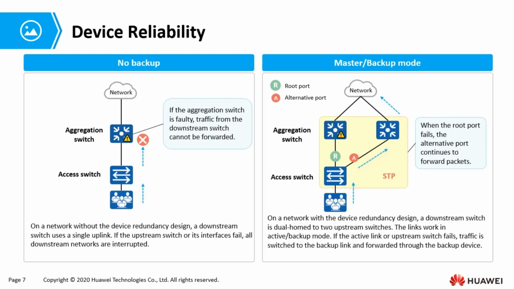Another level is device reliability. How do we ensure that whenever a switch, especially the aggregation switch or core switch in your campus or enterprise network, is down, you use another backup switch to ensure device reliability? That way you have a backup one to continue forwarding data packets.